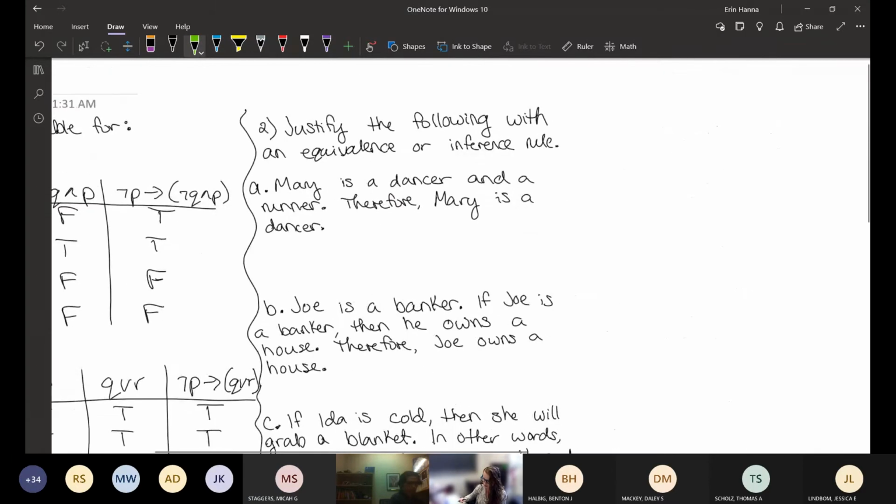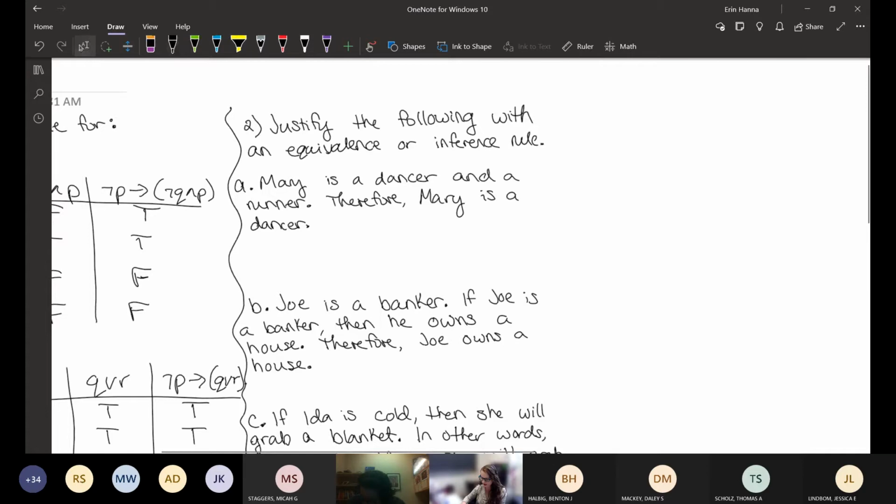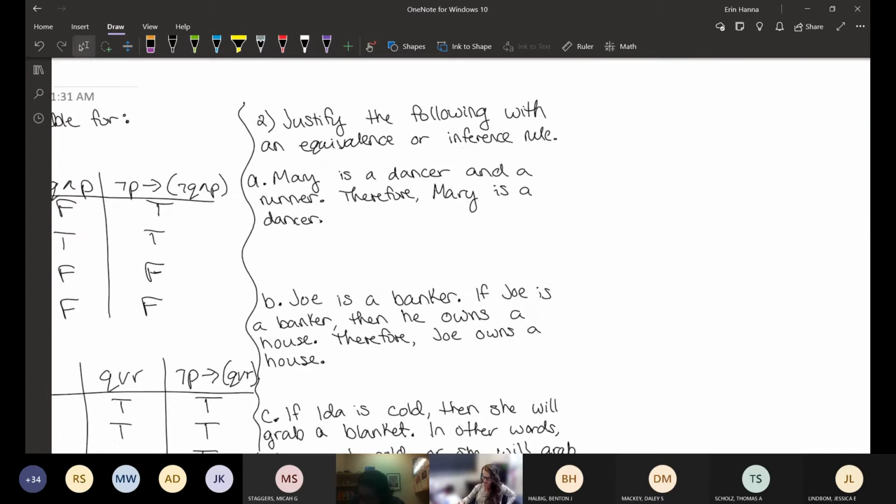Alrighty. So we got this one. Mary's a dancer and a runner, therefore Mary is a dancer. First thing I like to do with these is write it in terms of symbols because I like to look at them better than the words. So essentially Mary is a dancer, let's just name that D, and she's a runner. And remember the word therefore, or something like in other words or in conclusion, is going to tell you to split it up. So we have Mary is a dancer and a runner, and Mary is a dancer. So we're essentially trying to say, how do I get from this to this using one of our rules?